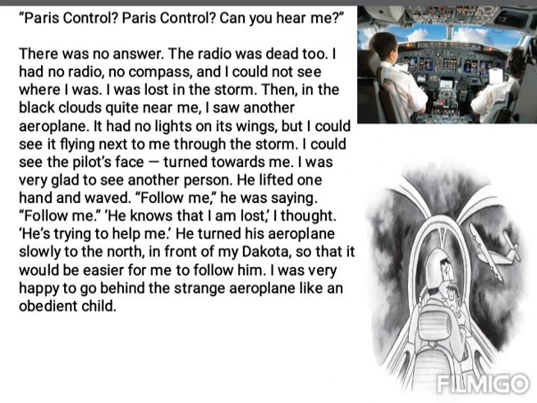I was very happy to go behind the strange aeroplane like an obedient child. Children, in this passage, the author lost control with the Paris Tower and his radio was dead, the compass was not working. He doesn't know what to do, he was lost in the storm, he doesn't know the path, and now he was very worried. Suddenly he saw another black aeroplane in front of him and he was wondering who could take the risk of coming into this black storm.